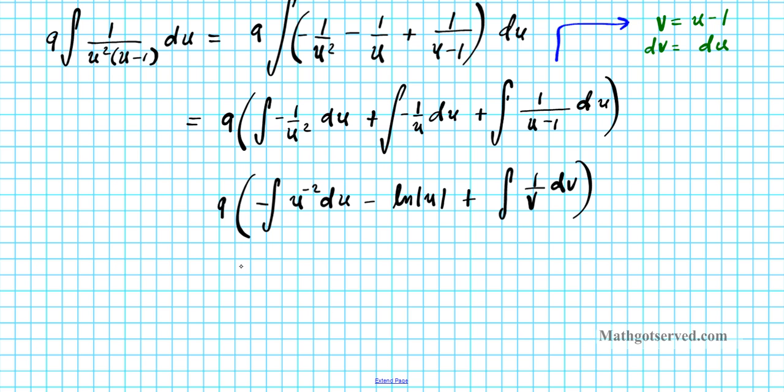In the first piece, we're going to have 9 times negative. If we use the power rule for integration here, we're going to have u to the -1 over -1. You just add 1 to the power, and divide by the new power, minus the natural logarithm of the absolute value of u, plus the antiderivative of that, which is simply the natural logarithm of the absolute value of v, plus a constant c.